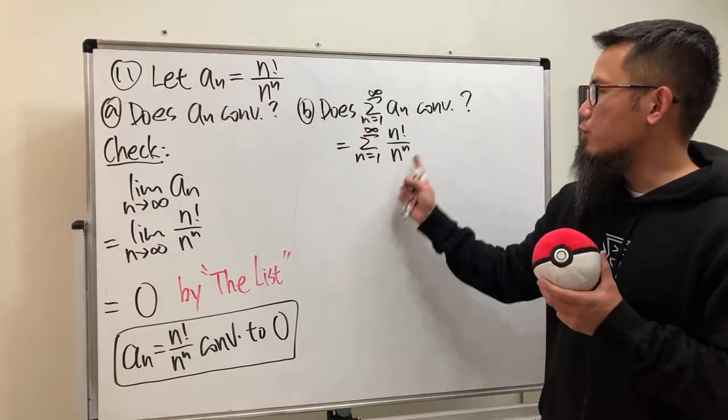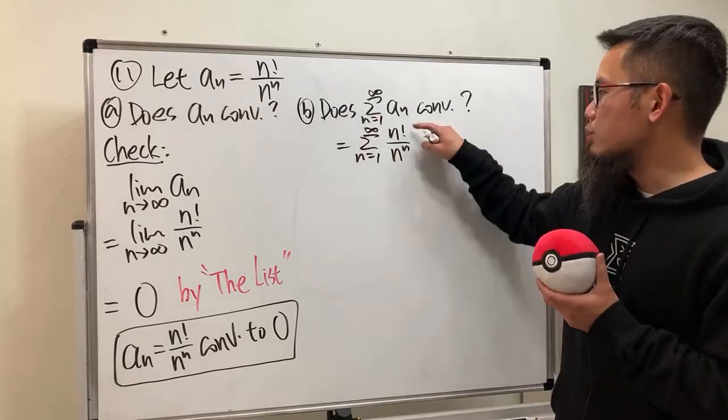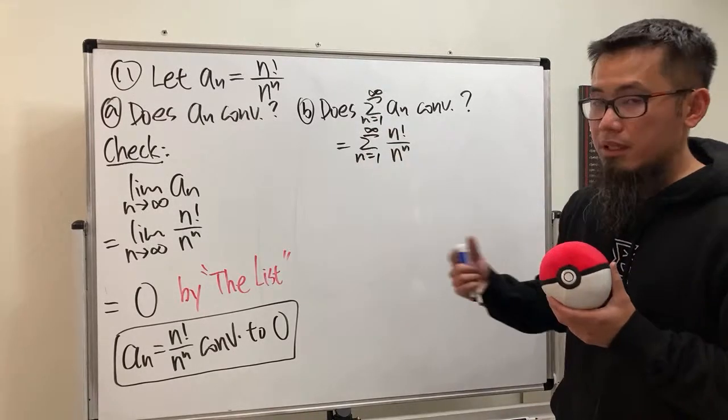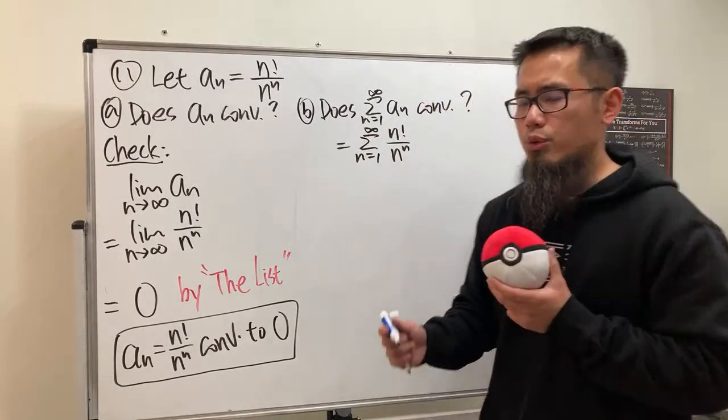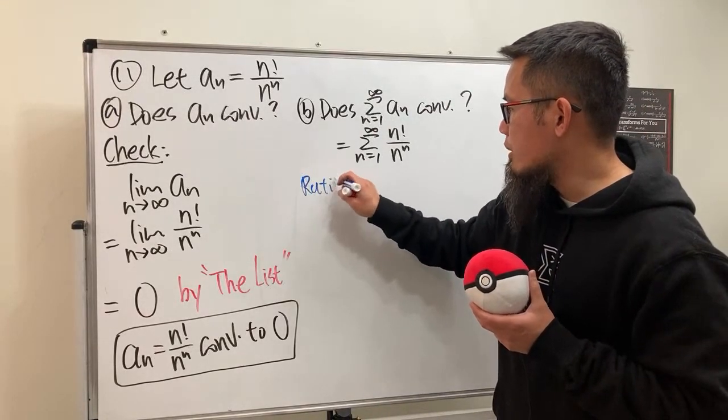But if you look at this question, well, all we have to do is the ratio test, because we have the factorial and also the n in the exponent. So it's a good idea to use the ratio test. So let me just write that down real quick. Ratio test.